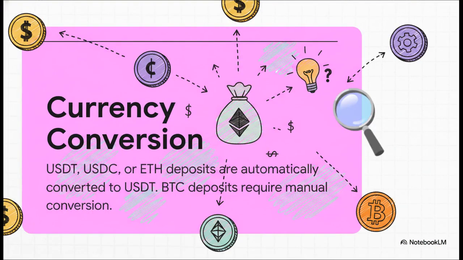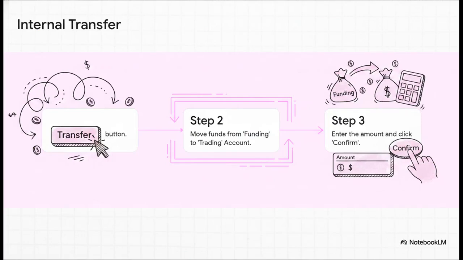Now, the system here is actually pretty smart. It handles most of the conversions for you. So if you send in USDT, USDC, or even ETH, it automatically shows up as USDT, all ready to go. The only thing to be aware of is if you deposit Bitcoin. That just requires one extra, tiny manual step. You'll need to hit the convert button to swap it over to USDT. Simple as that.